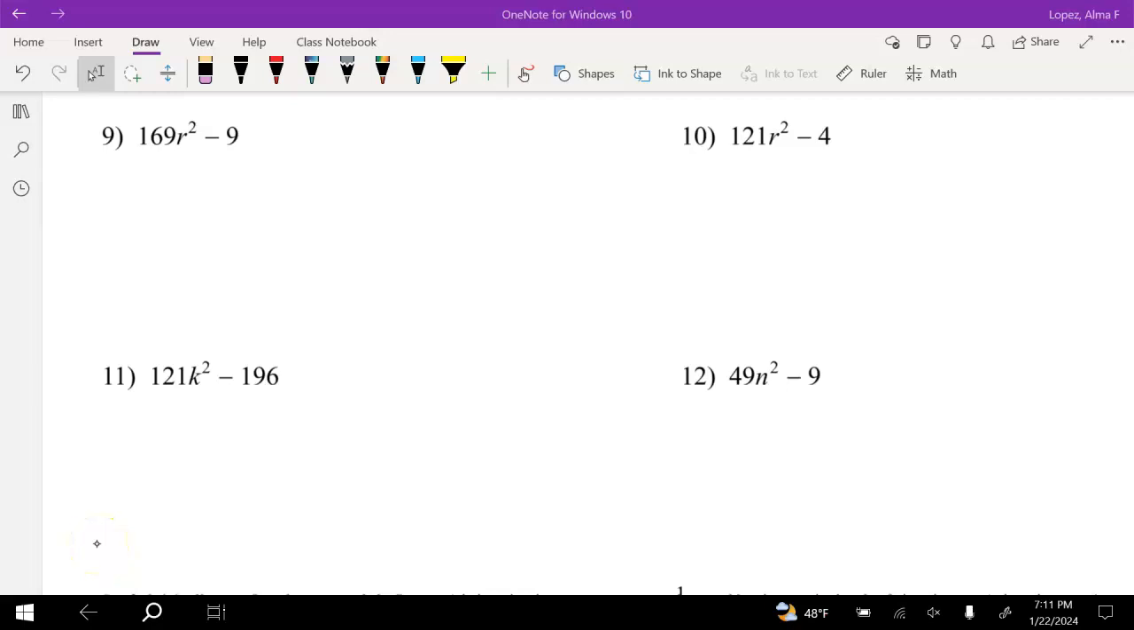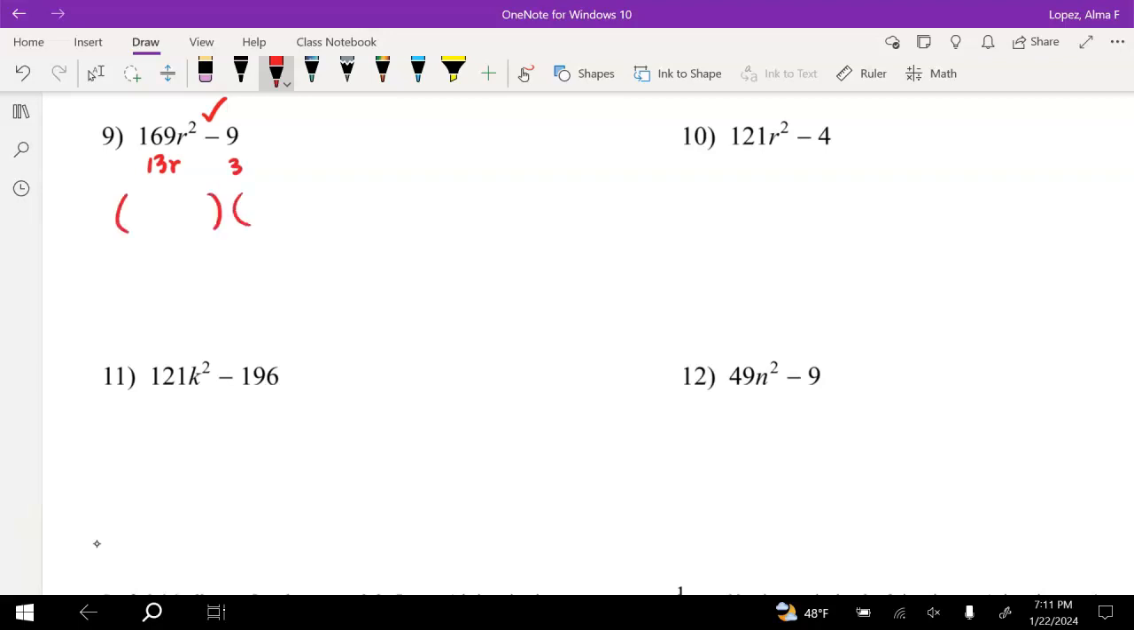Now let's look at difference of squares, part 2. On number 9, we notice that there is a difference. That's the first thing it needs to have. Our first base has to be a perfect square. Well, I know that 169 is 13 squared. R squared is an R squared, and 9 is a 3 that has been squared.